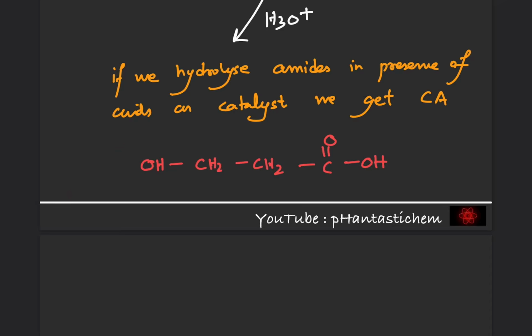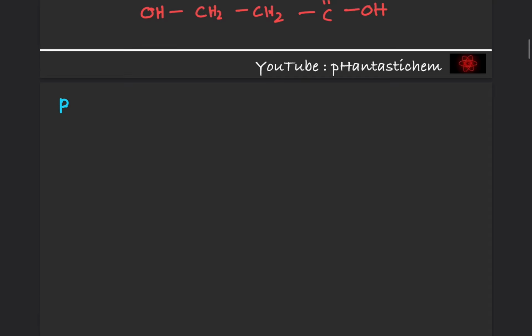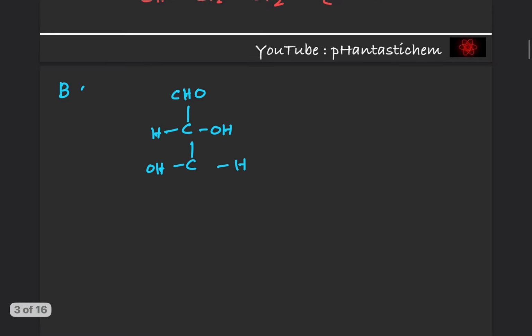Okay, so let's go and have a look at B. In B, the starting compound is nothing but the open chain structure of glucose. That is, B is nothing but CHO, CHOH, third carbon it will be reversed, fourth and fifth again CHOH, and on the 6th carbon we'll have a primary alcohol group, right?